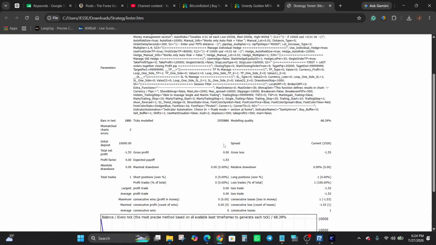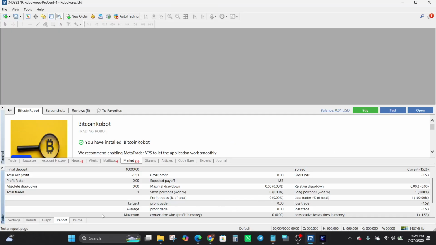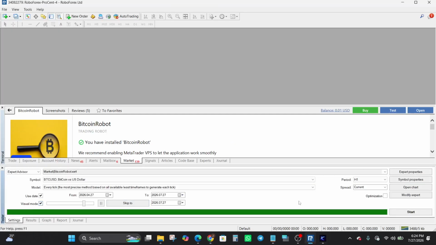Okay, so if you are evaluating this EA yourself, I'll recommend running much longer historical tests across different periods and market conditions. A broader data set generally provides a far better understanding of how an expert advisor behaves over time than a report containing only a single trade.